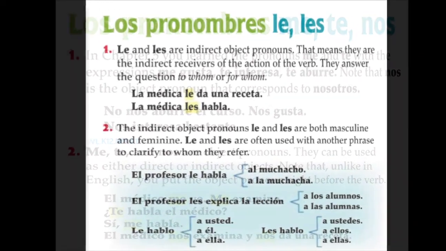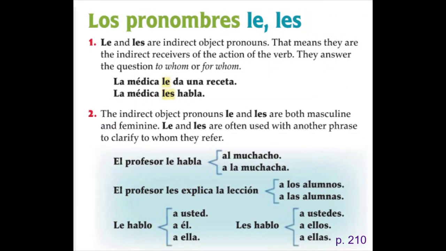Page 210. Los pronombres le, les. Le and les are indirect object pronouns. That means they are the indirect receivers of the action of the verb. They answer the question, to whom or for whom? La médica le da una receta. The doctor gives her a prescription. La médica les habla. The doctor is talking to them.